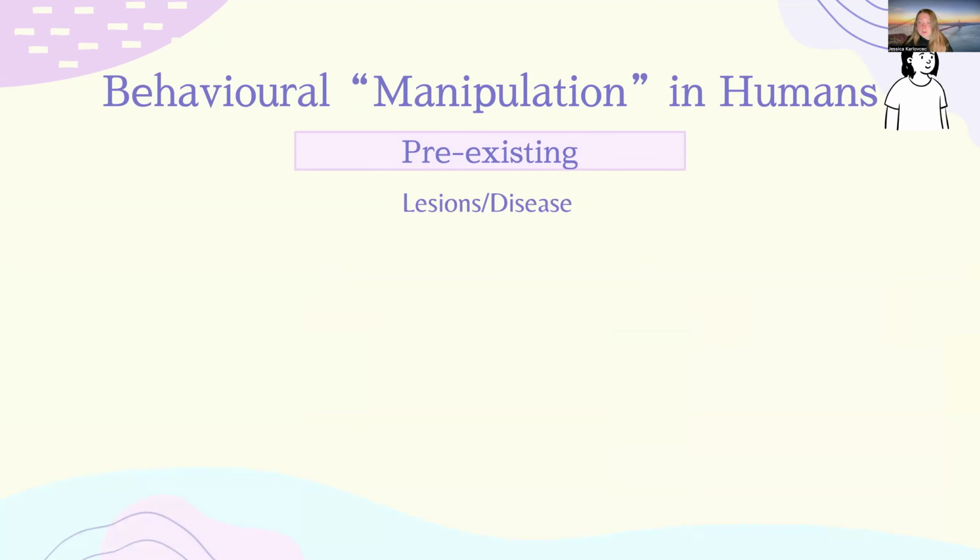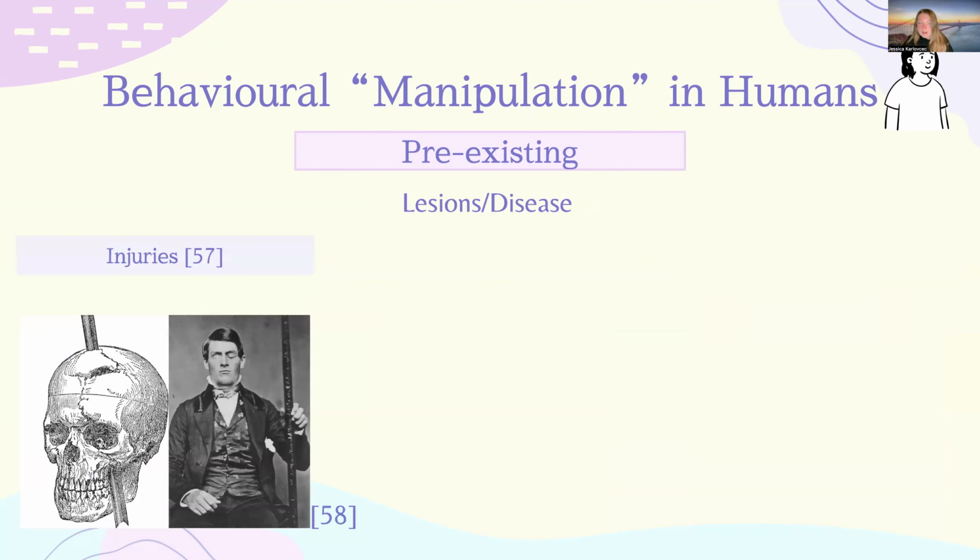We can also learn about behavior by studying people who have experienced brain damage or disease. For example, traumatic brain injuries can lead to changes in personality and decision-making. One of the most famous cases is Phineas Gage, who we can see here, who survived a severe accident at work and showed dramatic behavioral changes afterwards.